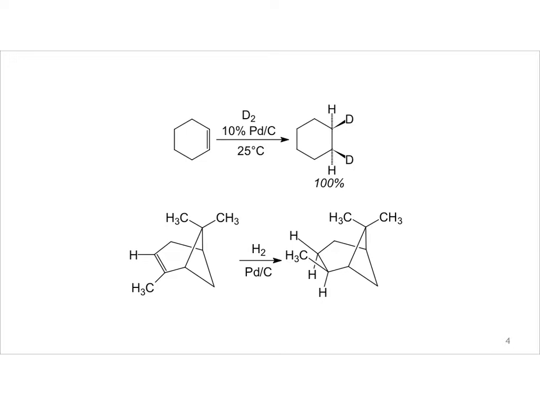Further evidence of the heterogeneous nature of the reaction comes from the reaction of the molecule shown here at the bottom of the slide. This is alpha-pinene. The structure of alpha-pinene, its bicyclic structure, places a methyl group on one face of the alkene, blocking the interaction of that face of the alkene with the catalyst, and so hydrogen can only be added from the bottom side of this molecule, producing again syn addition.